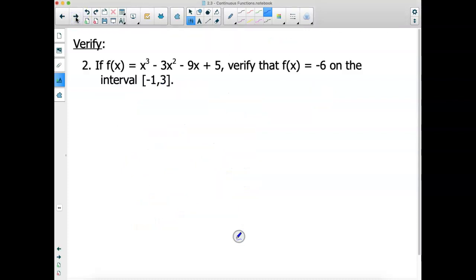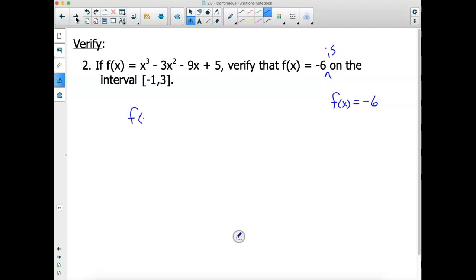Last problem. Okay, this is the way your book is going to word it for some homework problems. If f of x equals x cubed minus 3x squared minus 9x plus 5, verify that f of x equals -6 is on the interval from negative 1 to 3. Okay? So, does f of something equal negative 6? Well, let's check it out.